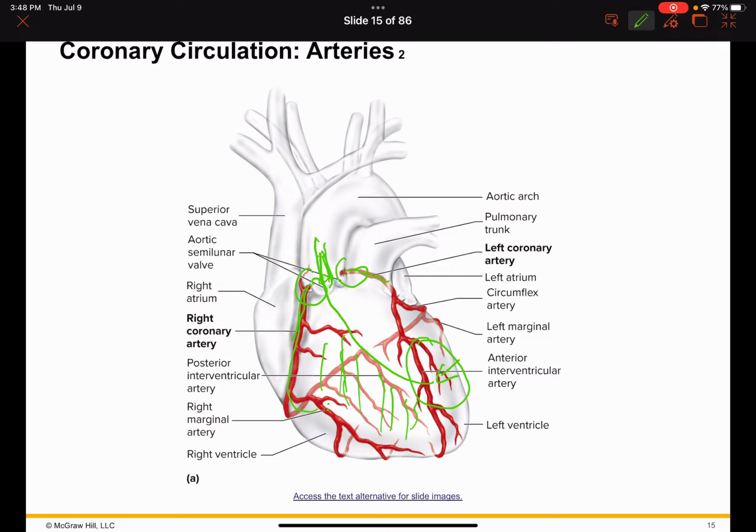So what is the main function? These arteries deliver oxygen rich blood directly to that heart muscle known as myocardium. All these heart muscles are called what? Myocardium.